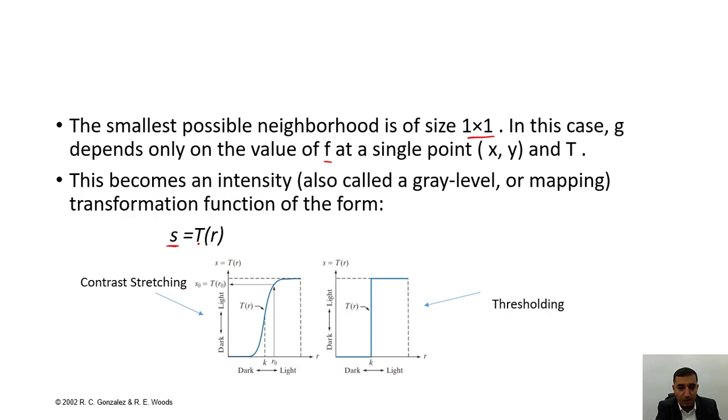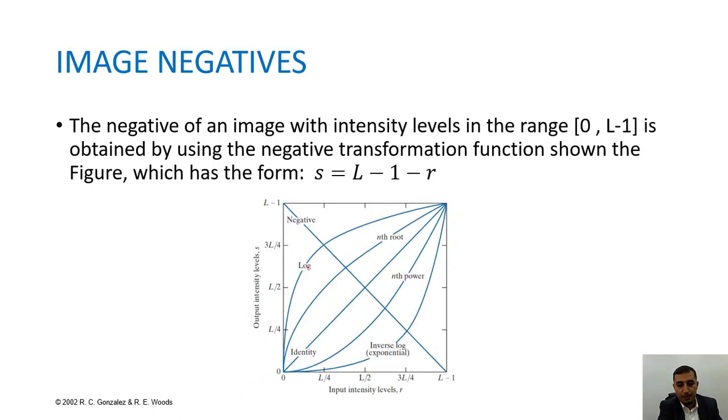If we consider s, which is our output, r is our input intensity, and T is our transformation, we can produce a transformation function that looks like this, with only two values, and this is called thresholding. If the intensity is less than k, then you have 0. If it's bigger than k, then you have 1. So it has only two values, 0 and 1. Over here, you can see that we have a transition between the low and high values, dark and light. Now the shape of this curve will identify which function we are going to use.